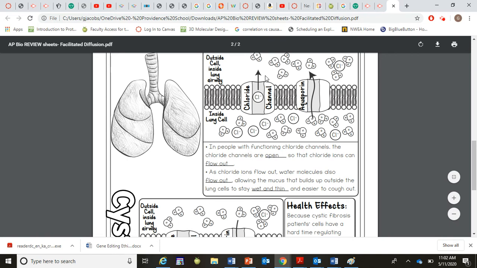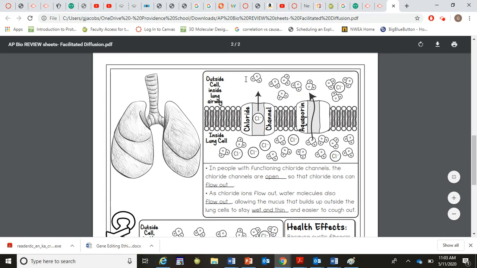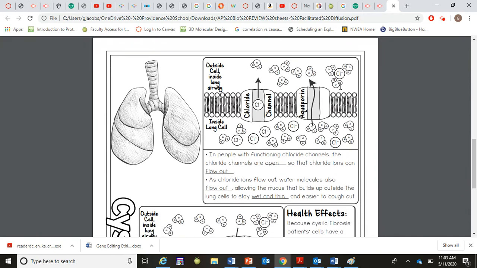So it's moving out. Remember that chloride would be an example of a solute or a salt. So the direction that the solute is moving is the same direction that water is going to move. Salt's going to suck the water along with it, so the salt's going to move out, the water's going to move out with it. So as chloride ions flow out, water molecules also flow out, allowing the mucus that builds up outside the lung cells to stay wet and thin. So outside the cells of the lung, as this chloride comes out, water's going to come out, and any mucus that's here is going to get thinned out by the water so that you can just cough it up.